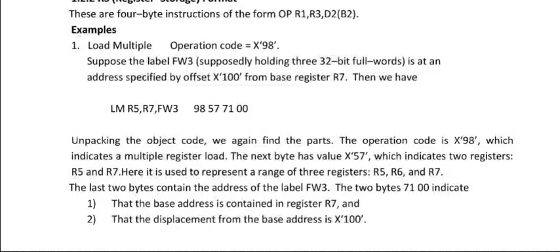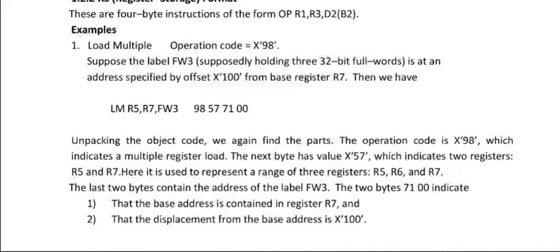Unpacking the object code, we again find the parts. The operation code is x98, which is for load multiple, which indicates multiple register load. The next byte has value x57, which indicates 2 registers R5 and R7. Here it is used to represent a range of 3 registers R5, R6 and R7. The last 2 bytes contain the address of the label FW3.